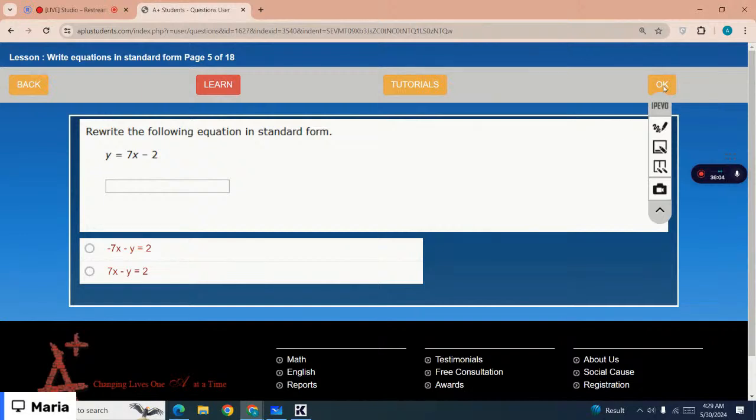Rewrite the following equation in standard form. Y equals 7x minus 2. So, which is the correct option? The correct option is option number. Yes, 2 is the correct option. That is 7x minus y equals 2.